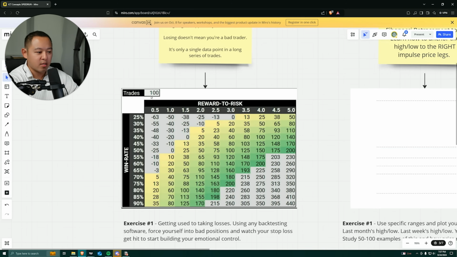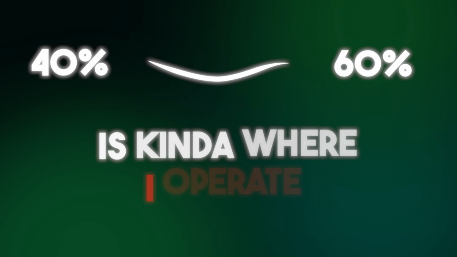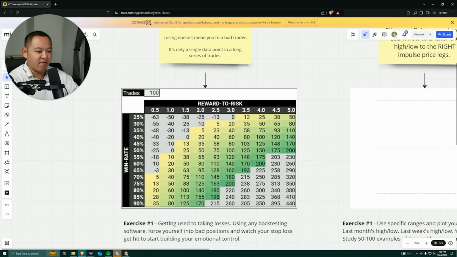So over 100 trades, if you want results like these, right, 35R, 50R, 65R, these are very reasonable. Anywhere from 40% to 60% is kind of where I operate. I'm usually not at 35%. When I'm at 35% win rate, that's usually when I'm on tilt, but you can still come out ahead if you have proper risk reward. All right, so focus on the bulk of where this is from 40% to 60%, and then just aim for a 2 or a 3R. This is kind of my sweet spot. Anywhere in here, 2 to 3R, 40 to 60% over the course of 100 trades.